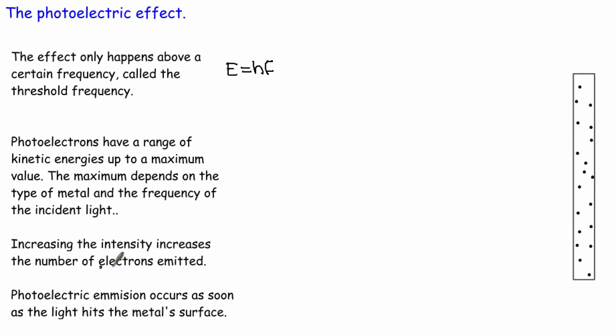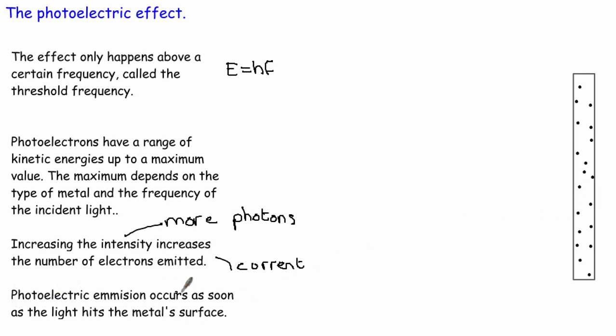Increasing the intensity increases the number of electrons. Well, if we increase the intensity, that simply means we've got more photons. And because we know that one photon interacts with one electron, if we've got more photons, we'll have more electrons being emitted. So that works. A good way to write this is to say that the current increases. Current is the rate of flow of charge, so if we've got more electrons, then we have a greater current coming from this metal surface.